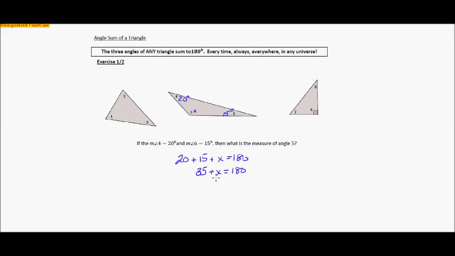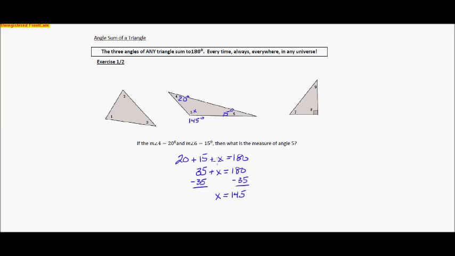And so I want to solve for x. I want to get x all by itself. So I take away 35 from both sides. We're going to do much more of this algebra in the future, so for now, very simple. And 180 minus 35, that's going to be 145. So I can go up here and say this angle is 145 degrees.